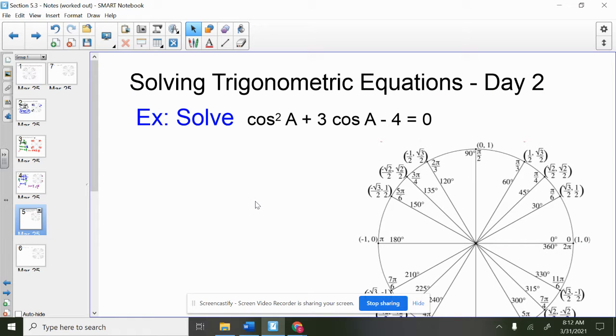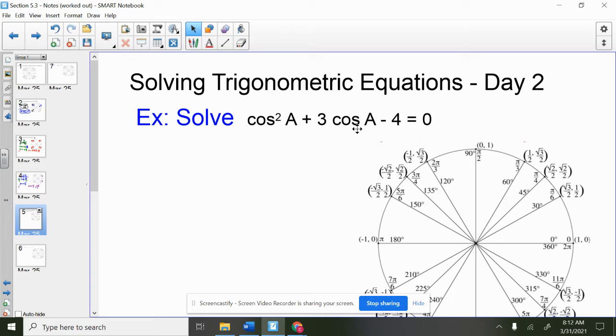Okay, we are going to continue with solving trigonometric equations, day 2. If you haven't watched the first video, make sure you go back and do that. We're going to keep coming back to those types of problems. This one's going to look a little bit different, but in the end, it'll turn into a problem or two very similar to what you've already learned before.